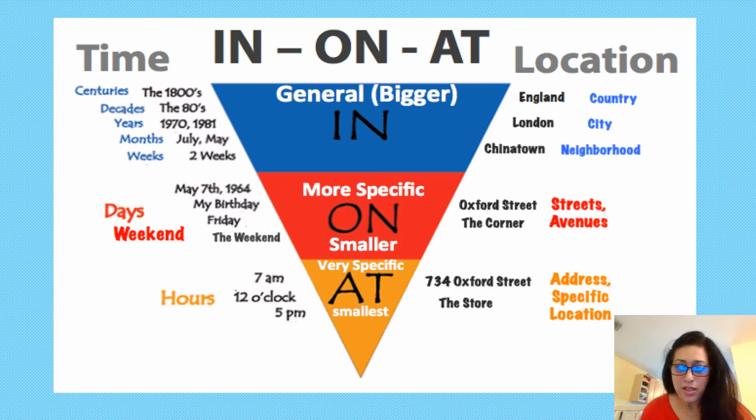On the other hand, when we talk about location, I am going to use in for countries, for cities, and for neighborhoods. If I want to be more specific, I'm going to use on for streets and avenues. And if I want to be very specific, then I can use at for addresses and specific locations. We'll do loads of practice of these time and location prepositions ahead. So let's start.